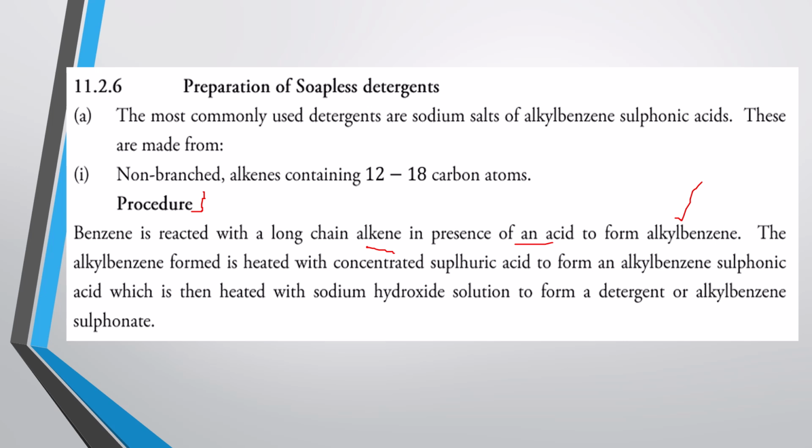And after that, the alkyl benzene formed is heated with concentrated sulfuric acid so that we can obtain the sulfonic group on our benzene ring. So that's why we are saying that we form an alkyl benzene sulfonic acid, which is heated with sodium hydroxide solution to form a detergent, or to form our alkyl benzene sulfonate, which is the same as the soapless detergent.